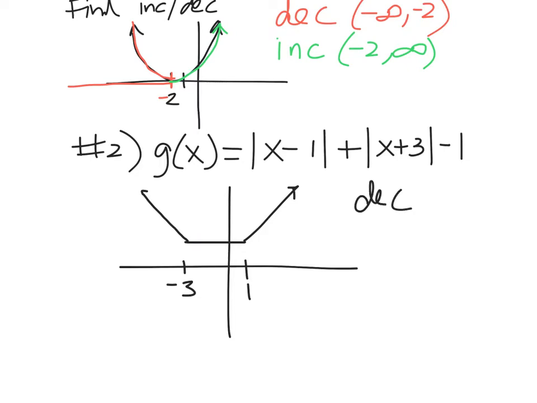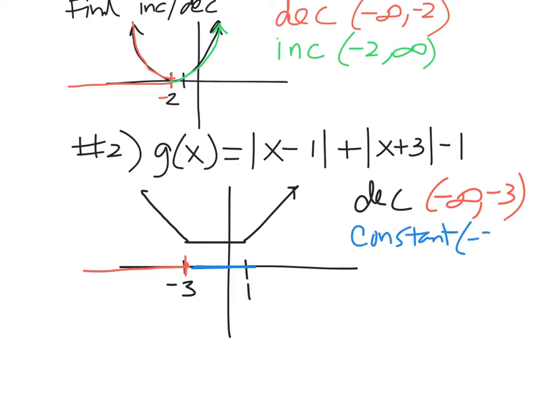Intervals, x intervals: decreasing on this interval from negative infinity to negative 3. And then this one is constant, which is kind of different because we don't see a lot of constants. Constant from negative 3 to 1. And then it increases from 1 to infinity. Fun, huh? You like those? Yeah, you should. Those aren't too bad.